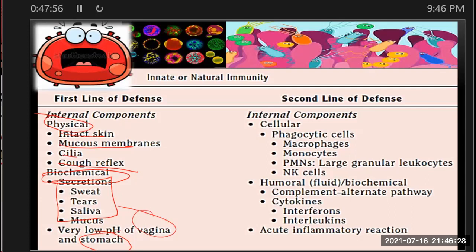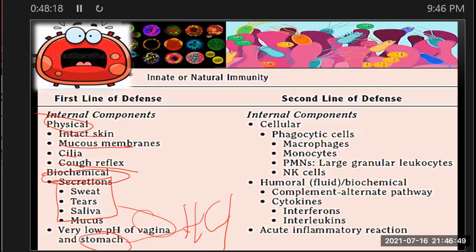Moreover, in the digestive tract, the acidity of the stomach, which is due to the production of HCl, or hydrochloric acid, keeps the pH as low as 1 and serves to halt microbial growth.